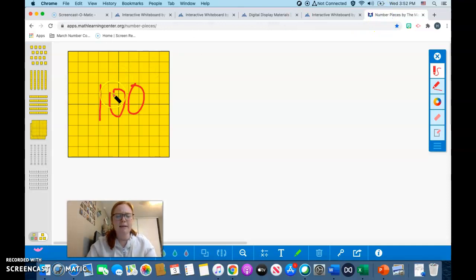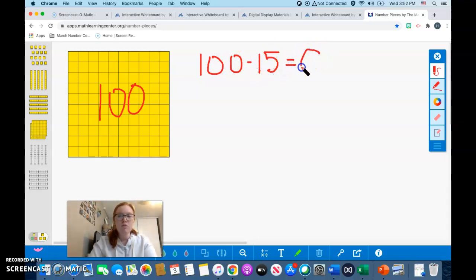I'm going to use my money pieces to give me a better idea of how much money I'm going to be taking out. So our goal is 100 minus 15. And we're trying to figure out how much money will I have left. Okay, now I want to think really quickly about our hundreds block. Can I break apart this block to better help me? You're right, I can use tens pieces, make tens strips. So that's what I'm going to do.